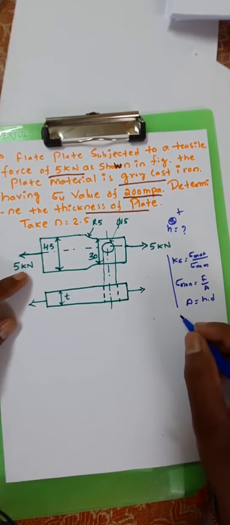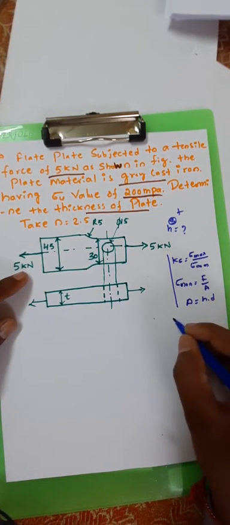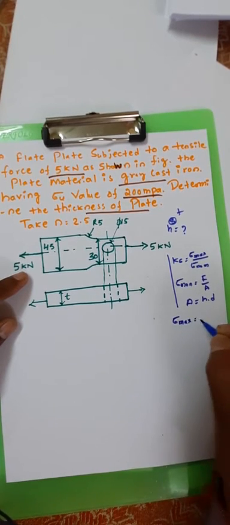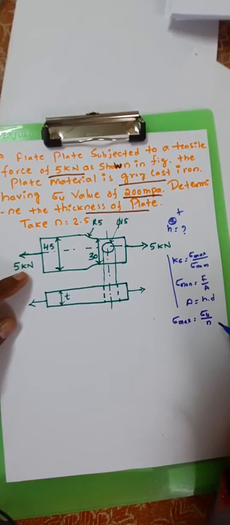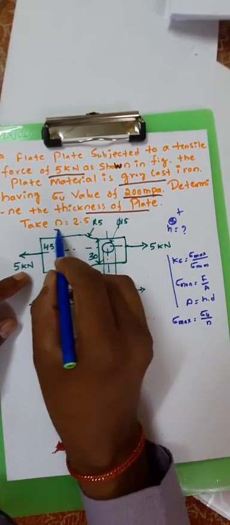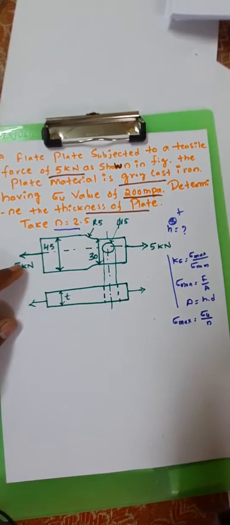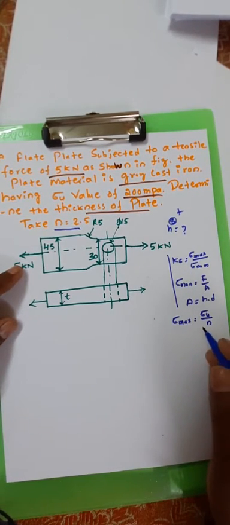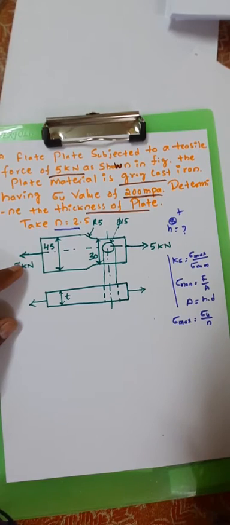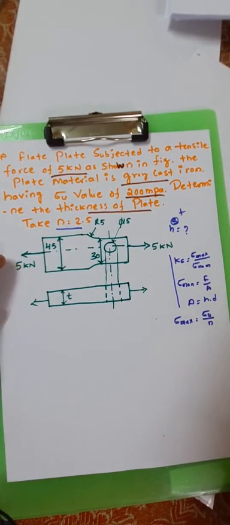Then we need to find the maximum stress, sigma maximum. How can we find it? Ultimate stress divided by N, which is the factor of safety. We need to consider a factor of safety of 2. Then we need to find the thickness with respect to this direct load. So this is the given problem.